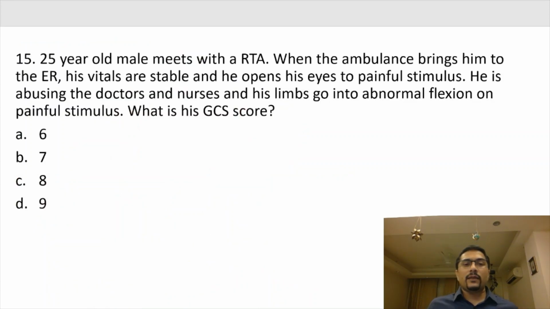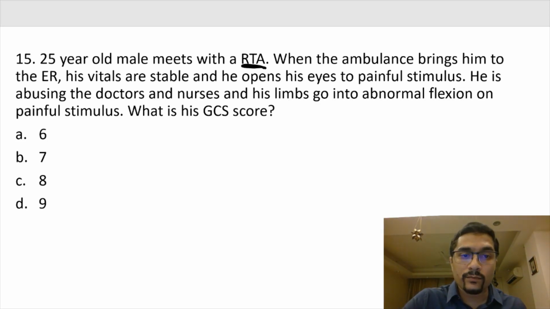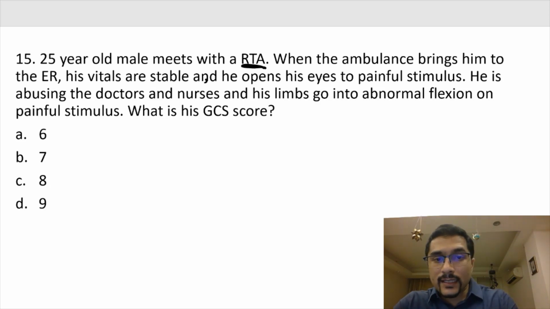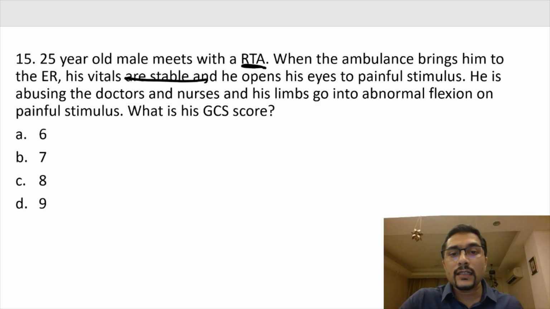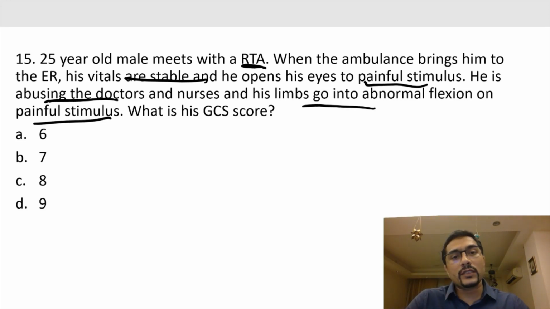So the last question which I want to discuss in this module is regarding GCS. It is very, very important. Invariably, there is one question from Glasgow Coma Scale in your exam. So the question here is that a 25-year-old male meets with a road traffic accident and the ambulance brings the patient to the emergency room. His vitals are stable and he opens his eyes to painful stimulus. He is abusing the doctors and his limbs go into abnormal flexion on painful stimulus.